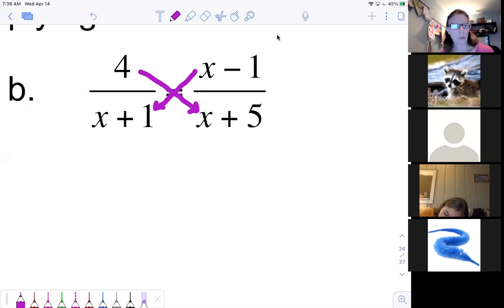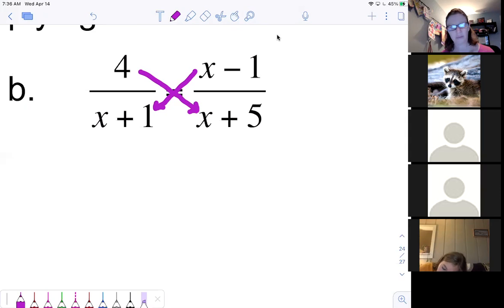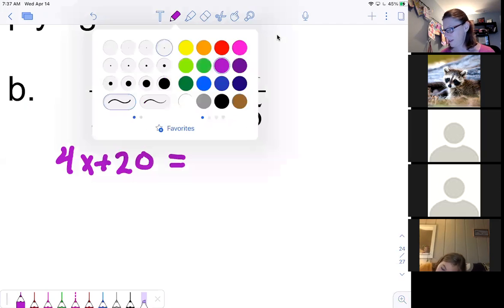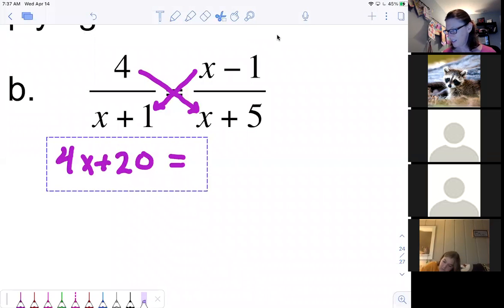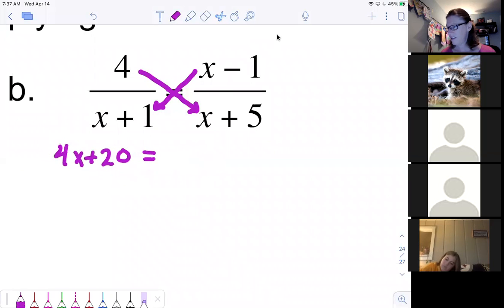So Brooke, what do you get when you take the top left times the bottom right? Okay, wait, hold on. I've got to do 4x plus 20. Would the next one be x squared minus 1? How did you get that? I don't know. Well, when you factor x squared minus 1, you get x plus 1 and x minus 1.